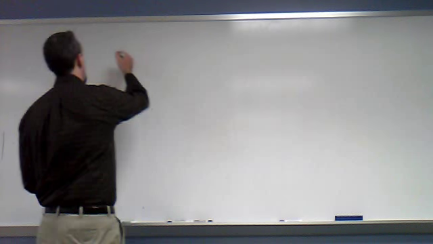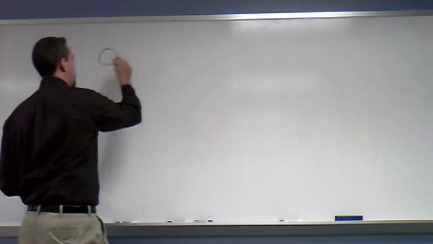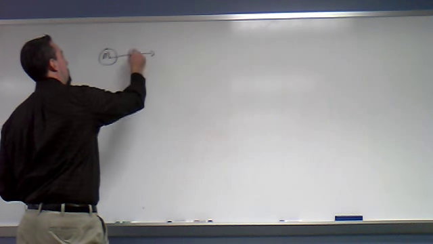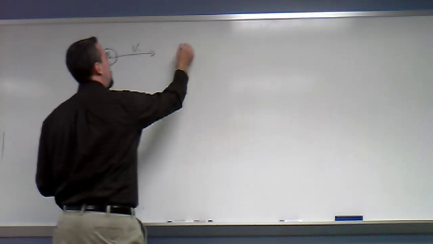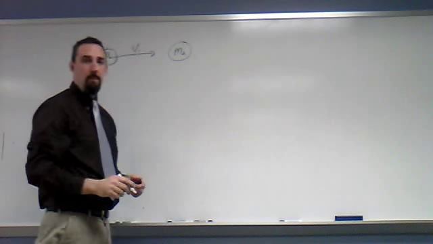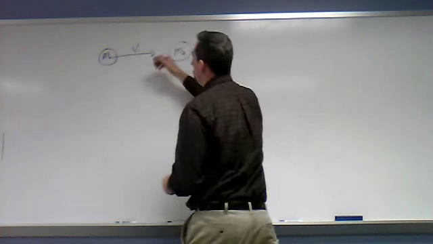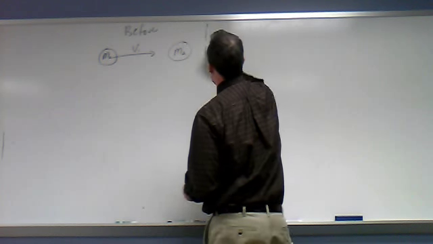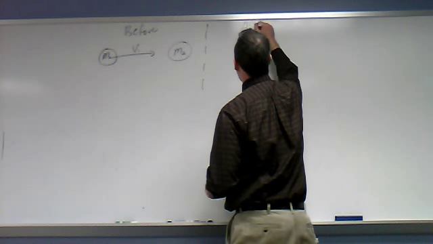So I have a single object moving along at some velocity, so we'll call it M1 and V1, and it's going to hit a second object, M2, that's staying still. Well, here's the before, and we want to know about the after.